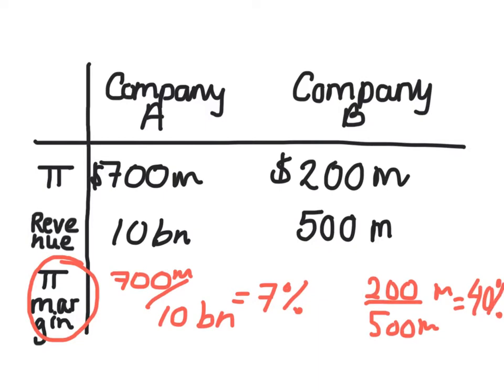So now we can say that Company B is much better at keeping its sales as earnings than Company A. So we like Company B. And this just goes to show how important it is to take ratios so that you can compare things in the same way. Another way to think about these numbers is for Company A, for every dollar of revenue or sales they bring in, they only keep 7 cents as profit. And if you look at Company B, for every dollar of revenue or sales they bring in, Company B keeps 40 cents as profit.